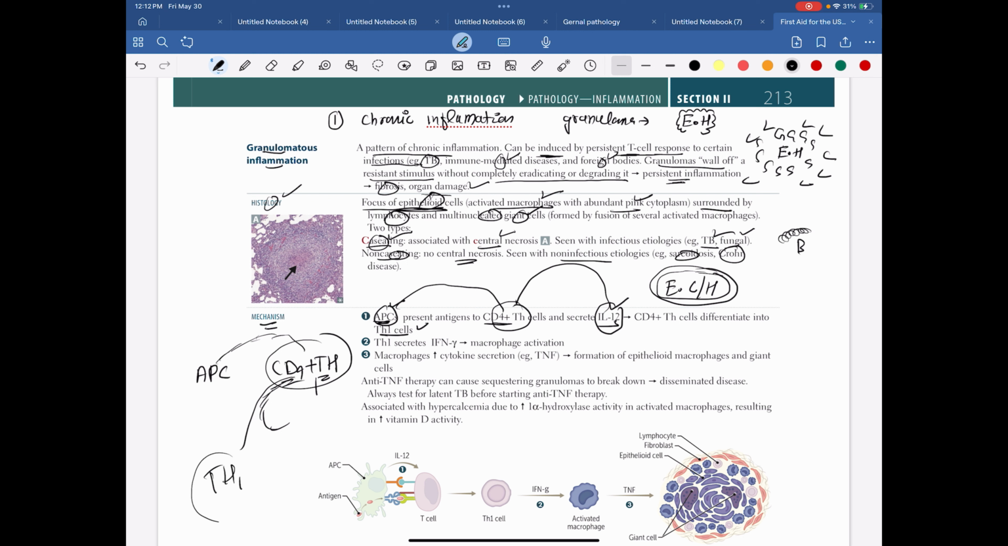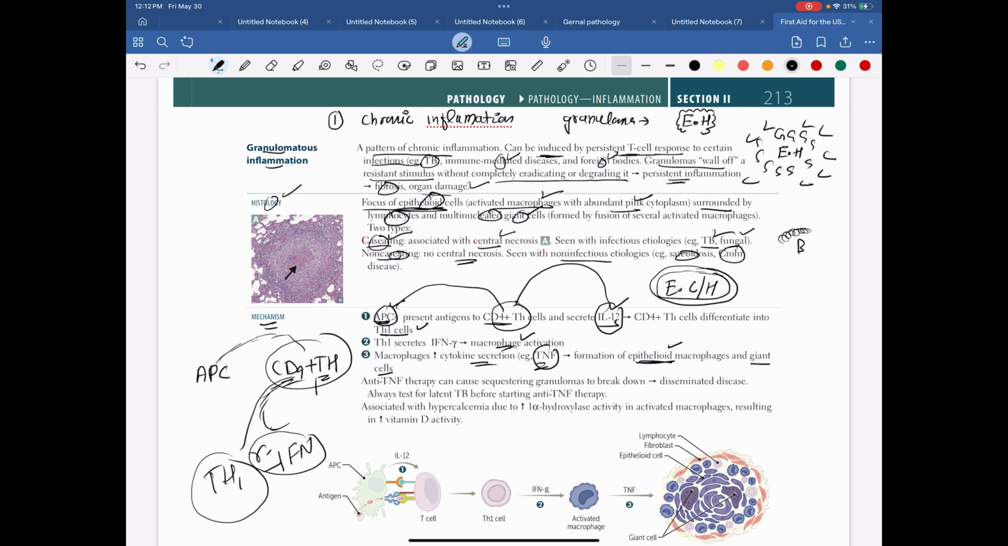And when this T helper 1 cell forms, it will secrete interferon, or gamma interferon, and this gamma interferon will lead to macrophage activation. When the macrophages are activated, they will secrete cytokines like tumor necrosis factor, and this tumor necrosis factor will lead to the formation of epithelioid macrophages and giant cells. So please keep this in mind.